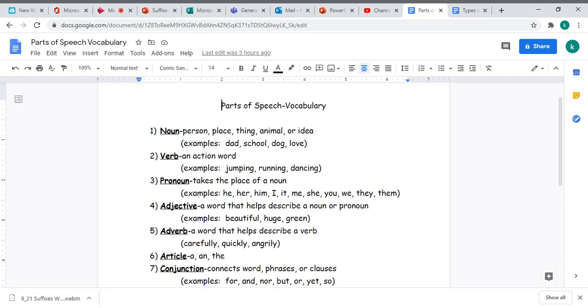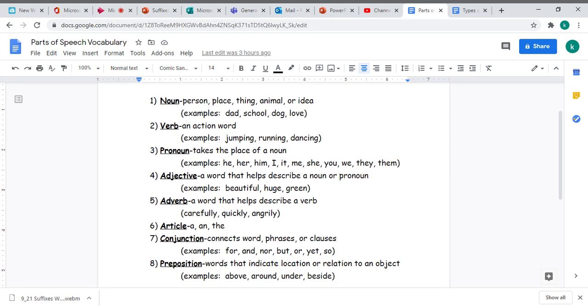Okay, remember there are 8 parts of speech. You have a noun, which is a person, place, thing, animal, or idea. Some examples of that are dad, school, dog, and love. You have a verb, which is an action word. Examples are jumping, running, and dancing. You have a pronoun that takes place of the noun. So instead of saying Jason ran to the school, you would say he ran to the school.